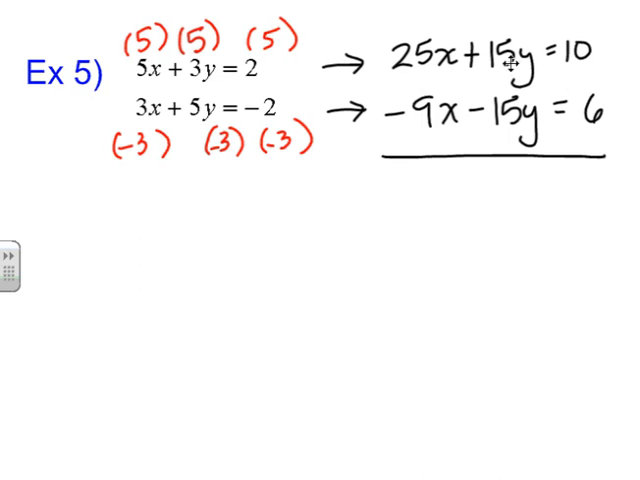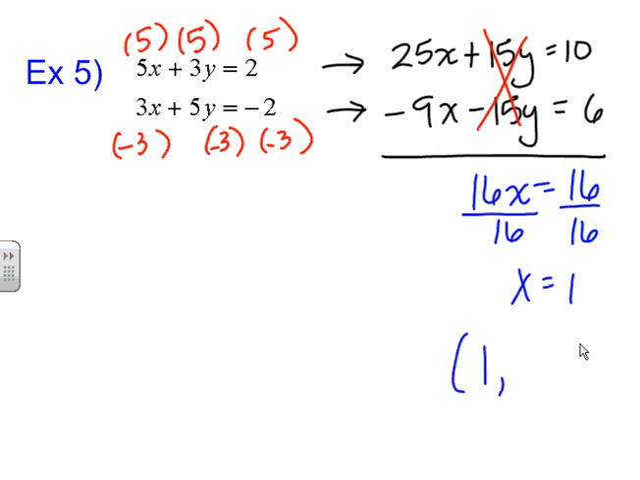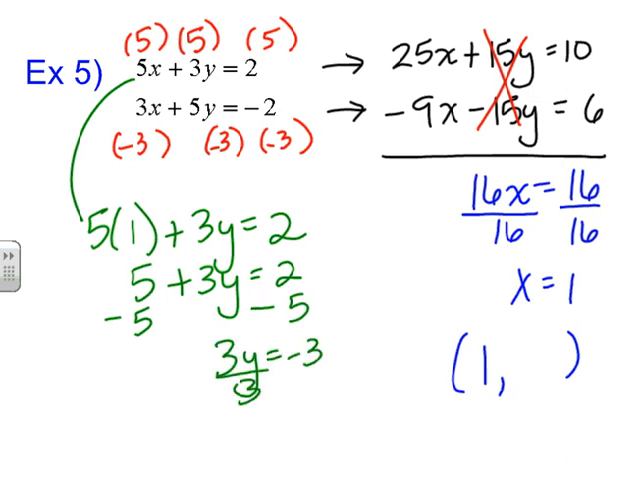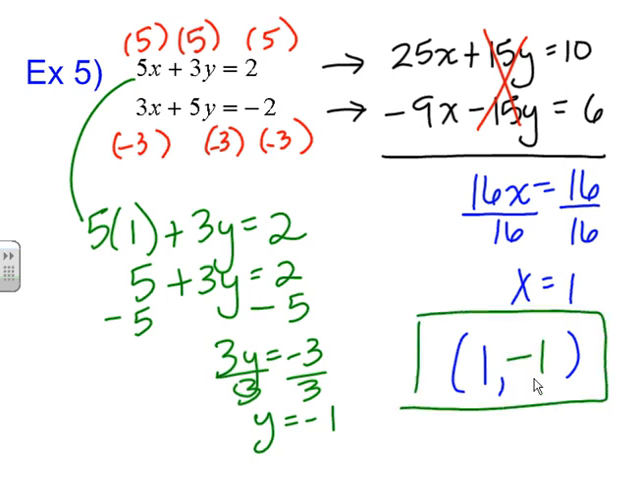So when we add, we know that the y's are now gone. 25 minus 9 is 16. x equals 10 and 6 is 16. We're going to divide both sides by 16, and here we have x equals 1. We're going to take this 1 and plug it into either of these. I'm going to take the top one. 5 times 1 plus 3y equals 2. Reduce this, 5 plus 3y equals 2. Subtract 5 from both sides. Find out that 3y equals negative 3. And then divide through by 3, and y equals negative 1. So 1, negative 1 is our ordered pair.